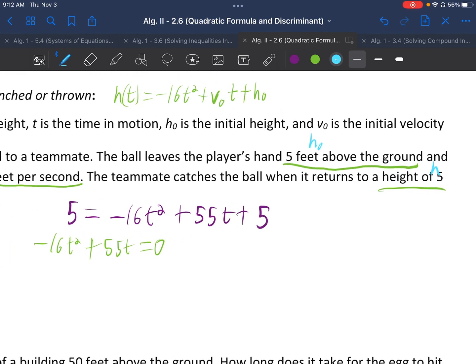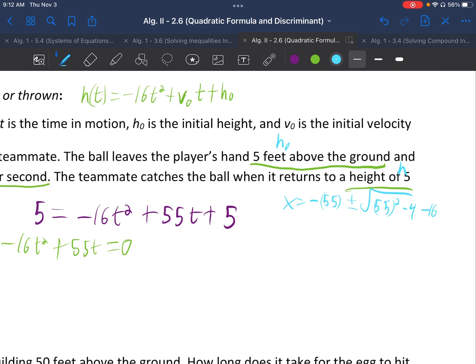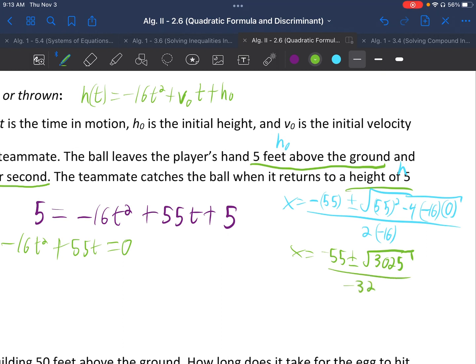Now, as we use our quadratic formula, we get x equals negative of 55 plus or minus the square root of 55 squared minus 4 times negative 16 times 0 for my c, all over 2 times negative 16. Well, x equals negative 55 plus or minus the square root of 3025 plus 0, so 3025 over negative 32.